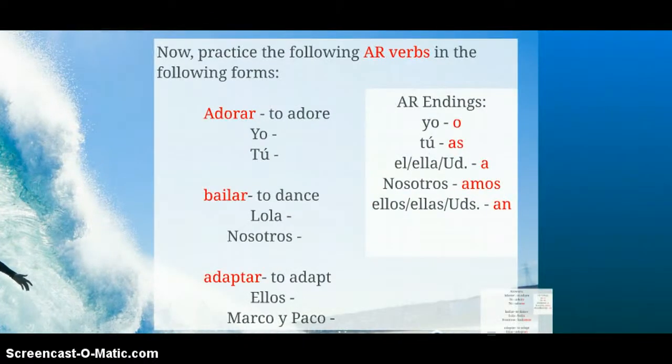Okay, now's your turn to practice the following AR verbs in different subjects. So for adorar, which means to adore, do the yo and tú form. For bailar, which means to dance, do Lola and nosotros. Note that Lola can also be the same as he or she. And for adaptar, to adapt, use ellos and Marco y Paco for your subjects. You can use the AR endings right here as you need. Remember, you're just removing the AR and adding the correct ending.